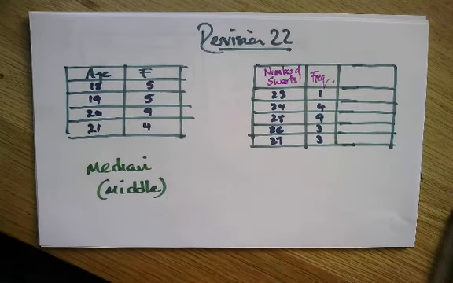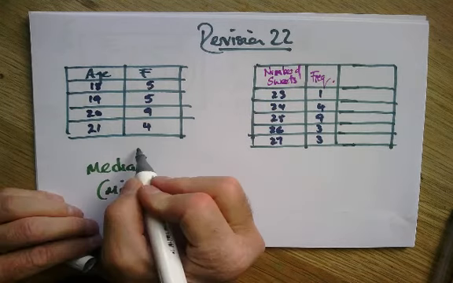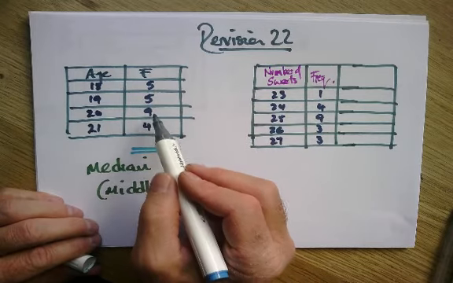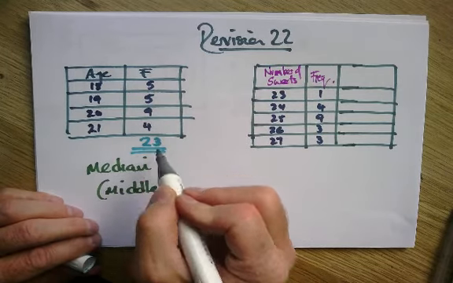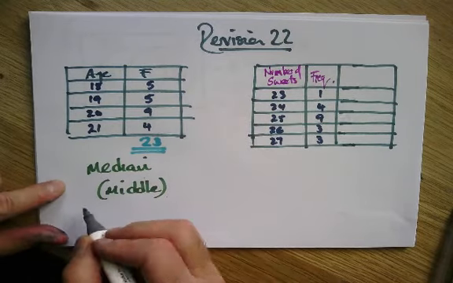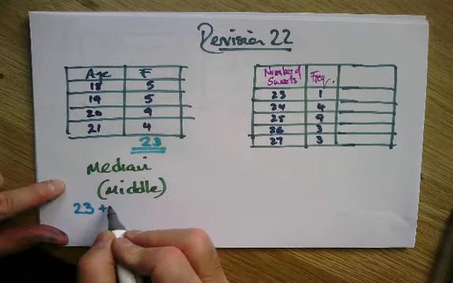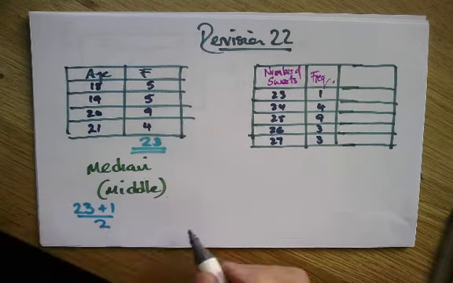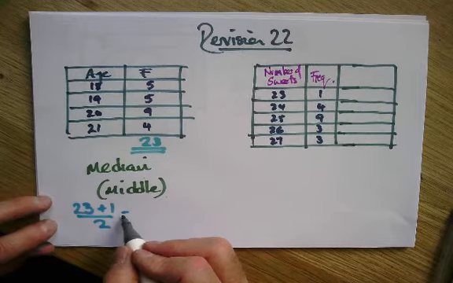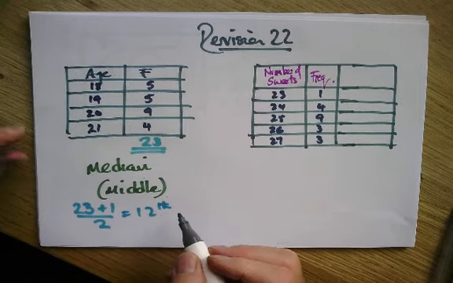So what do I do? Well, I need to find out first of all how many people there are in the squad, and I do that by adding up the frequency. So that's 5, 10, 19, 23. So the trick for finding the median is you add 1 to that and then divide by 2. So that's 23 plus 1 is 24, divided by 2 is 12. You're looking for the 12th person.